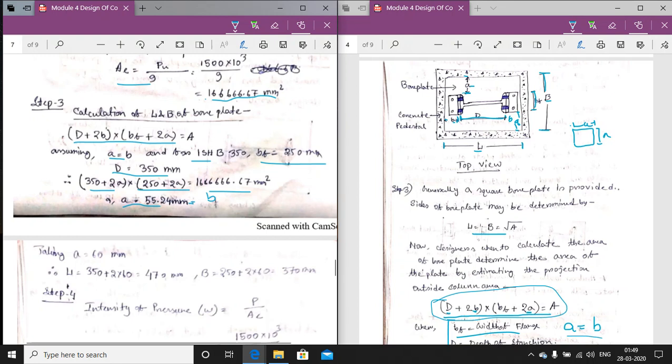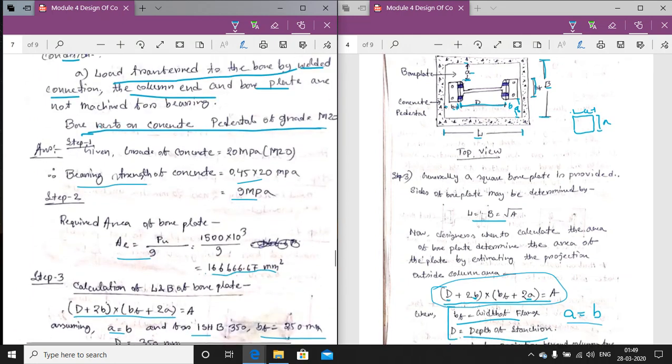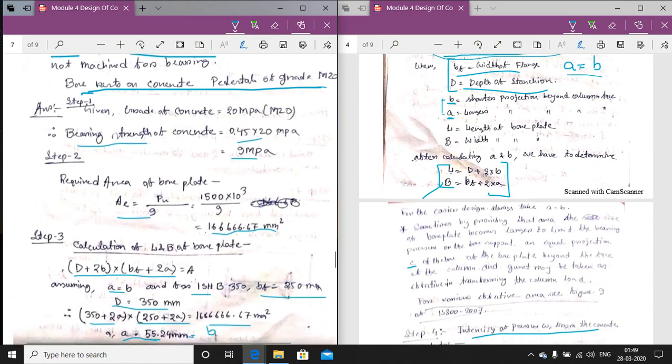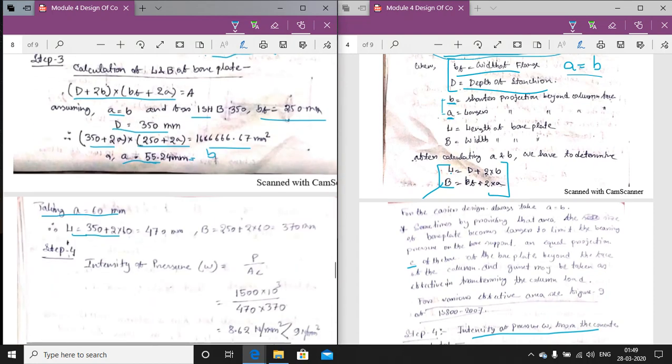Then we have to round it, so taking A equal to 60 mm. Therefore, L equals 350 plus 2 into 60. That is the formula, L equals D plus 2 into A. So D is equal to 350, 350 plus 2 into 60 is 470, and B equals 250 plus 2 into 60, which is equal to 370 mm. So this is the size of the total base plate.